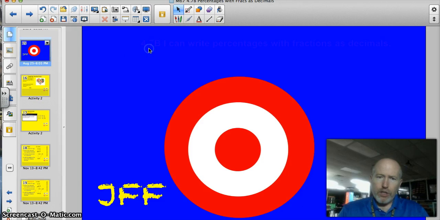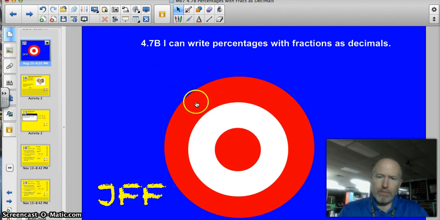But first, officially, our target today is 4.7b. I can write percentages with fractions as decimals.